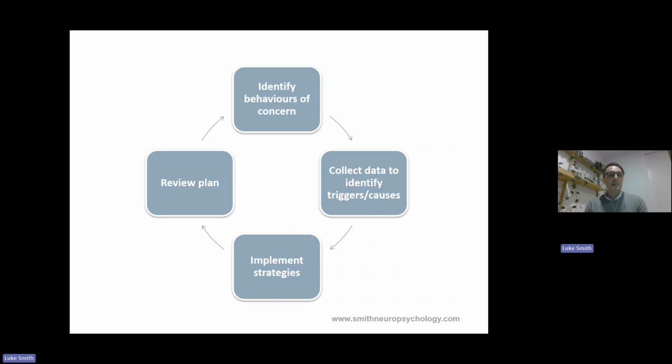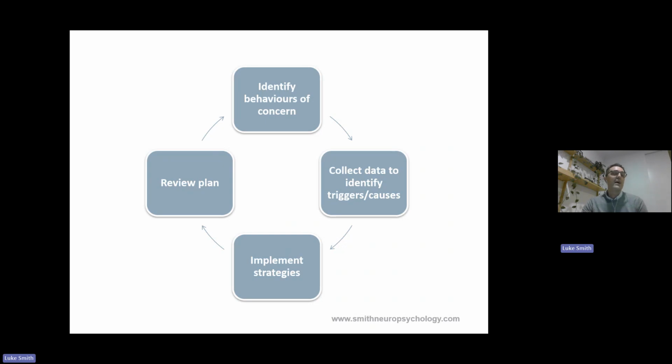But I need to make it really clear that behaviour support strategies that are based on really knowing the triggers are much more effective than just generally trying strategies. Then, once we've done that, we look to review our plan. Did the strategies work? Were the triggers the ones we thought they were? Are there any other behaviours of concern that we might need to look at?